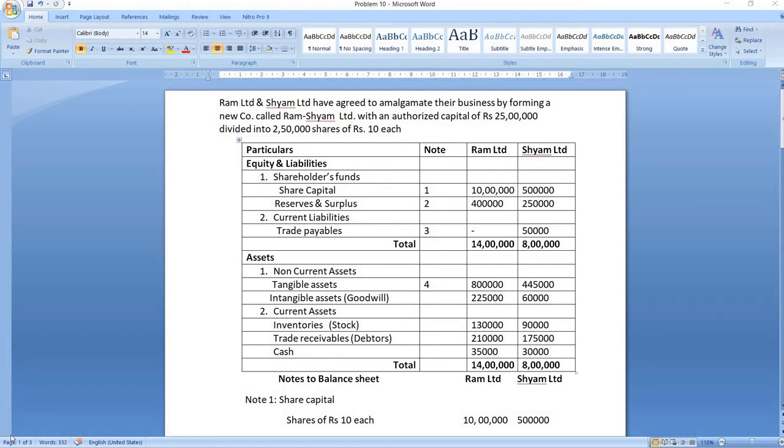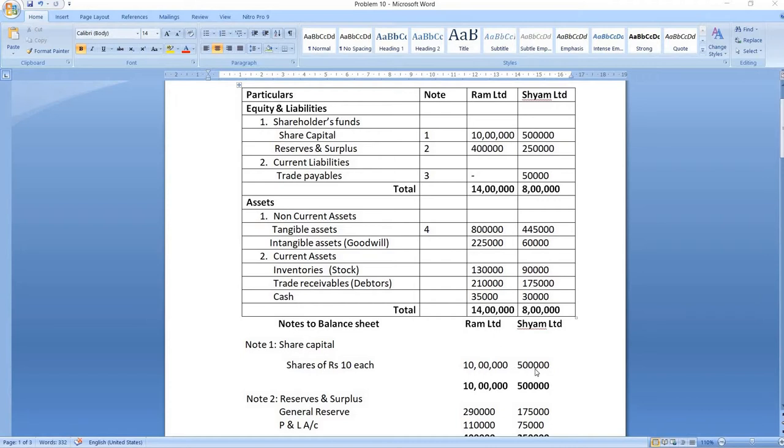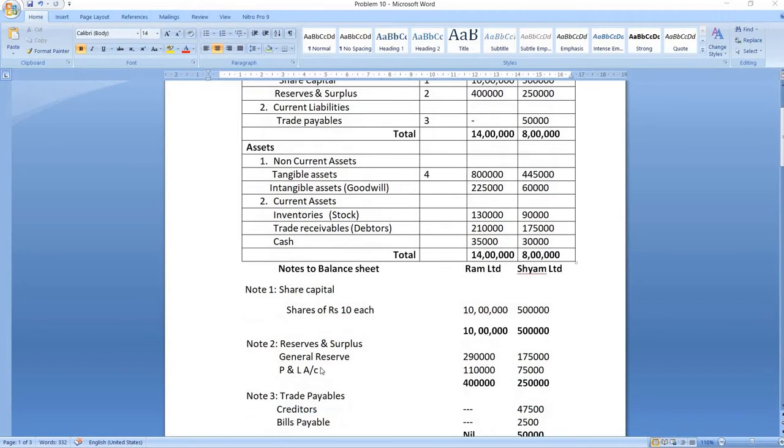Now let us look at the information given in the balance sheets of the company. Share capital, shares of Rs 10 each for both the companies: 10 lakhs and 5 lakhs. Next is reserves and surplus. General reserves is 2,90,000 for Ram Limited and 1,75,000 for Shyam Limited. Profit and loss account, that means surplus, for Ram Limited is 1,10,000 and for Shyam Limited it is 75,000. Total of this is shown in the balance sheet.